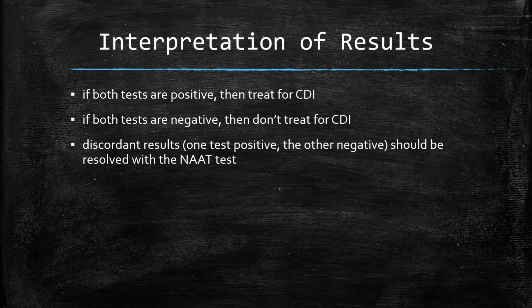So what do we do with these results? Well, if both tests are positive, then we consider the patient to have a C. diff infection and we'll treat him as such. If both the tests are negative, then we'll consider the patient to not have a C. diff infection. But what do we do if we have discordant results? One test is positive, the other is negative. We need a way to break the tie.